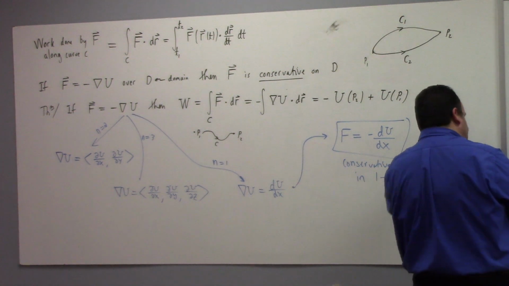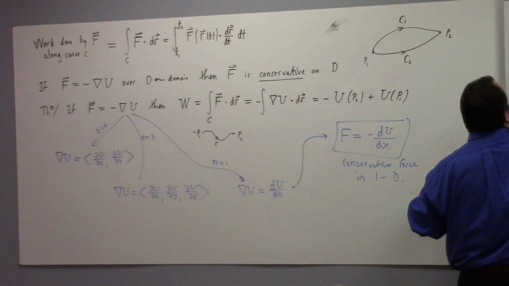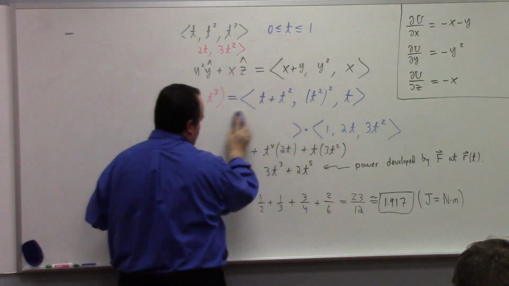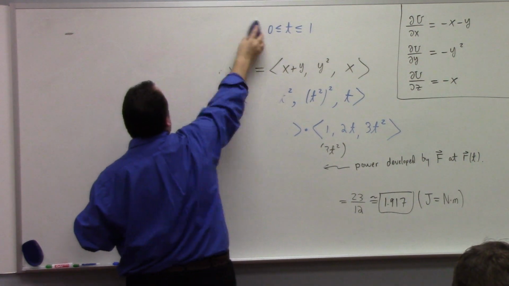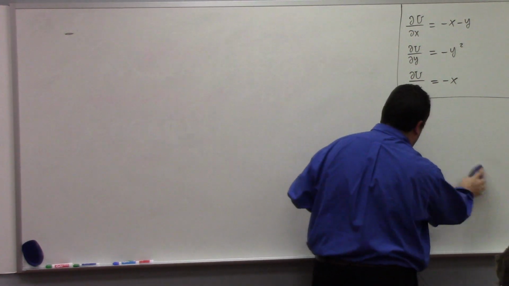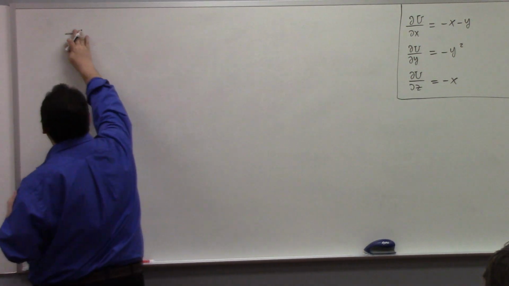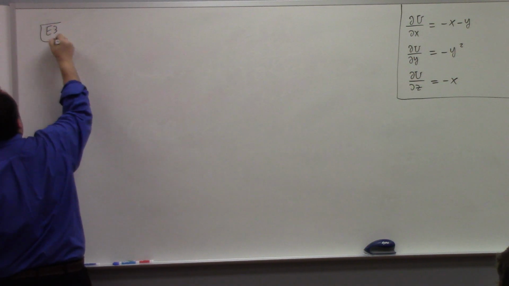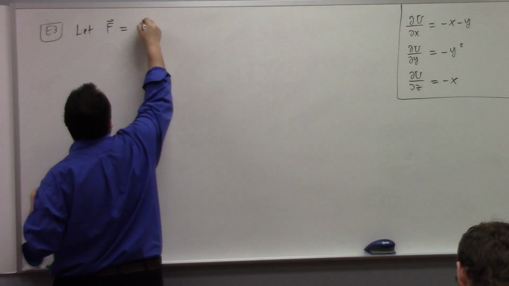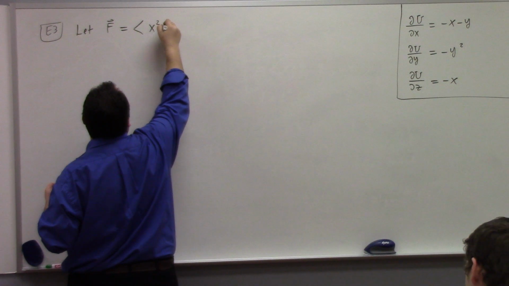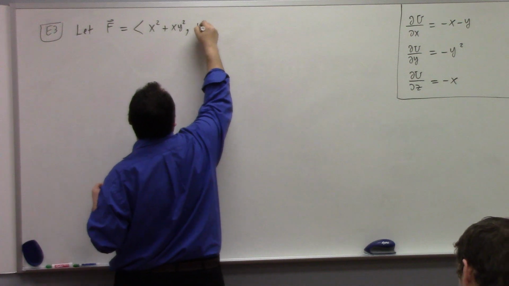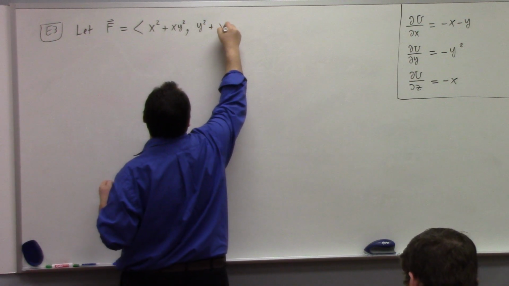Let's look at one where we can, okay? Because actually, it's pretty easy to find the potential energy function from a given force field. I think I did one of these last time. I'll do one more and then we'll go on with our life here. But example 3, let F equal to, let's say, x squared plus xy squared, comma, y squared plus x squared y.